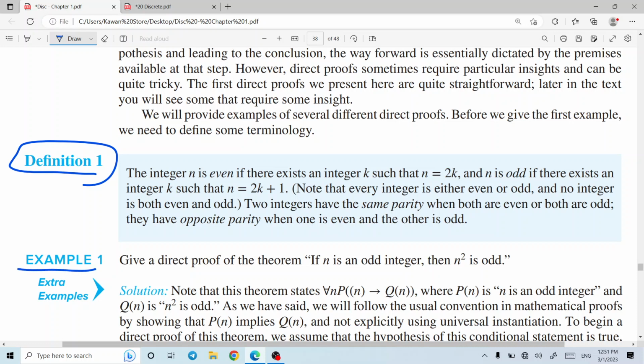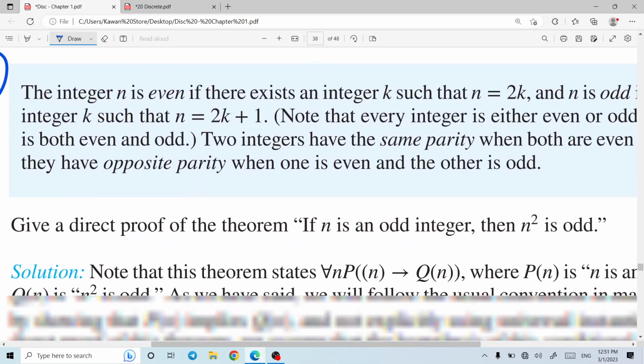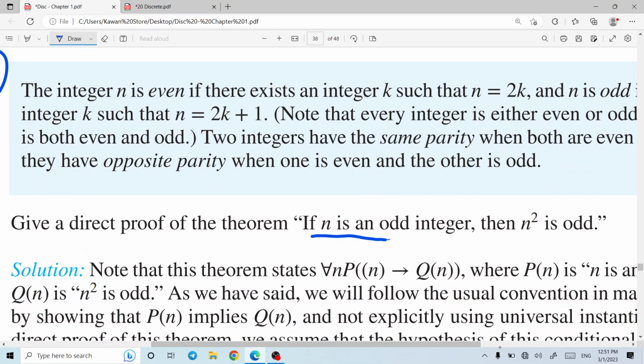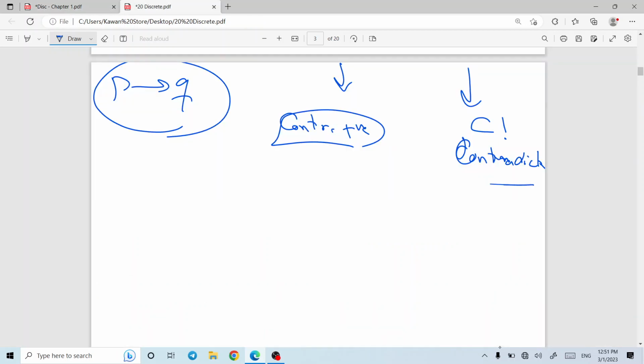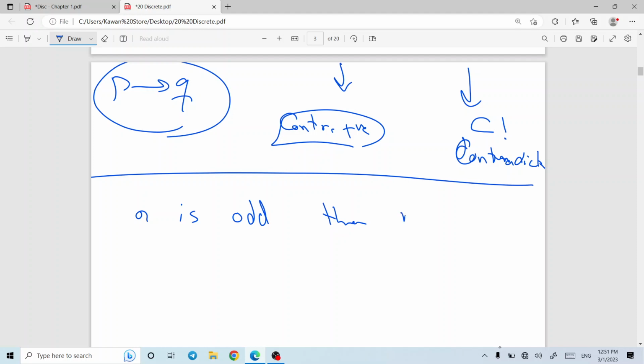And here's the first example. Forget about this definition, later I'm coming back to it. If n is an odd integer, then n squared is odd. So how do we understand that one, how do we analyze the statement? That's the first requirement. Second, how do we solve, which method should we apply? Understood? So n is odd, then n squared is also odd.